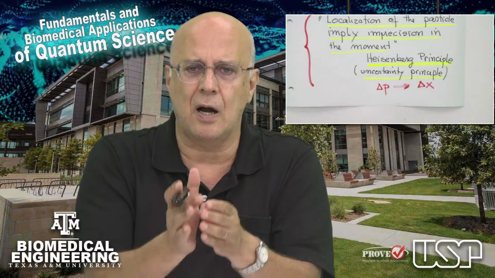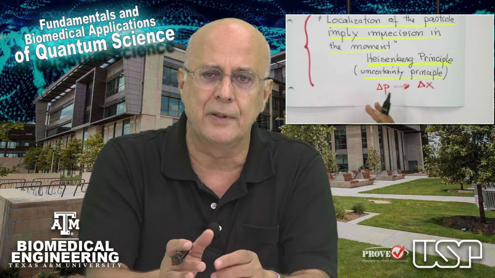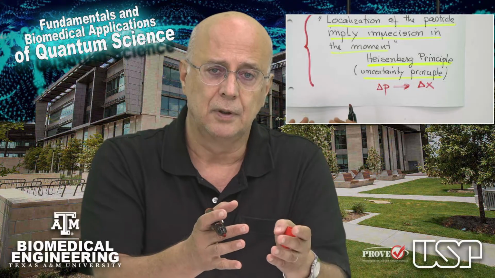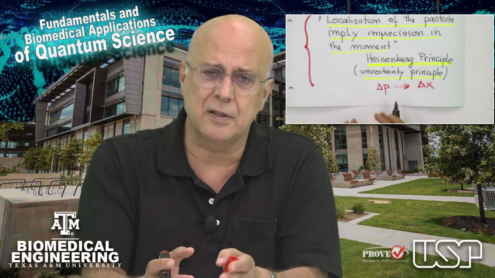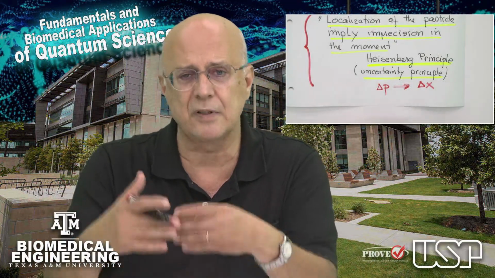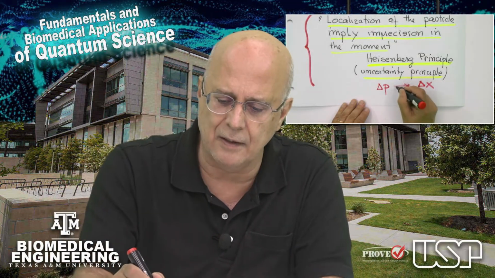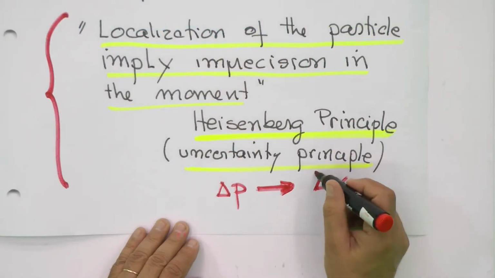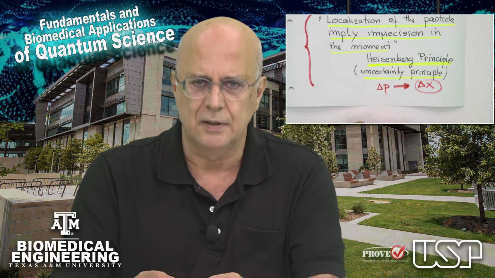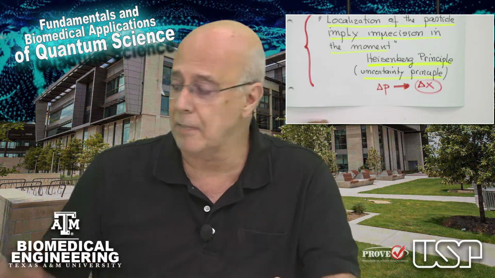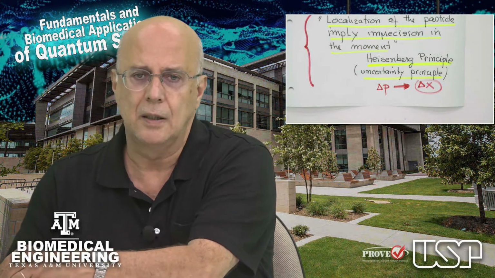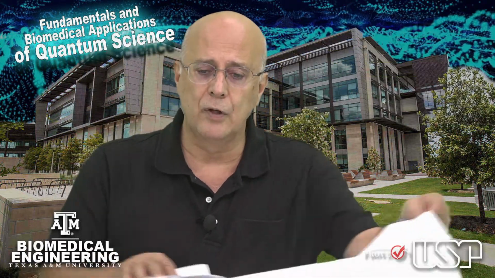Delta p is how many momentums we have to add up. And momentum for us, remember, from the de Broglie hypothesis, means different wavelengths. So we are adding waves of different frequencies, different wavelengths, and then we can localize the particle within a delta x. And that was established by Heisenberg in a more elegant, more appropriate way.